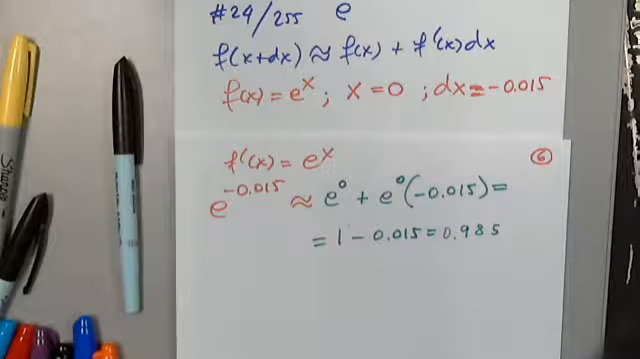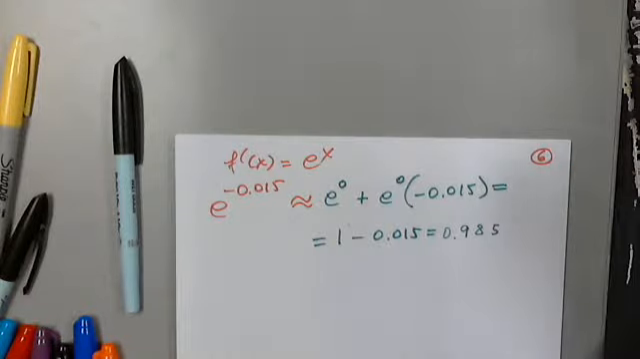Any questions? Okay, so let's look at e raised to negative 0.015. Let's see what we get. And 0.985 is what we got. Convinced that we can approximate anything, that it has a minor error in x? Okay, very good. Any questions? Okay.